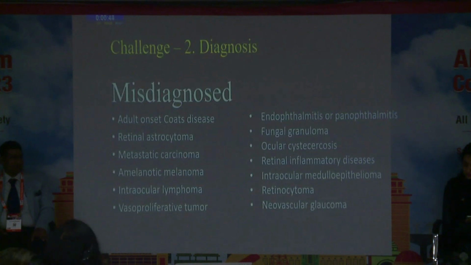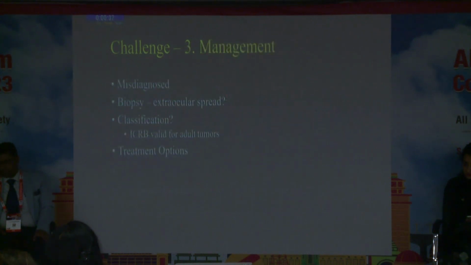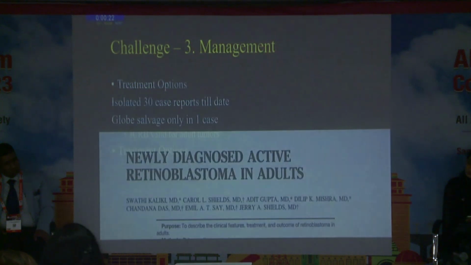Another challenge was the misdiagnosis. There are 35 odd cases reported earlier, with all sorts of misdiagnoses. Another thing is the classification, the ICRB, which has been proposed for retinoblastoma classification. It is only for children, not for adults. Whether these treatment options and classification are valid in adults, we are not really sure.